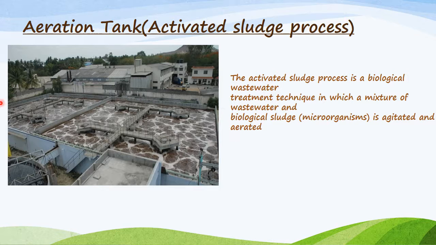So this figure shows us this is the aeration tank. In this aeration tank, oxygen is provided and microorganisms are also provided. So microorganisms decay the organic compounds. So this is called the activated sludge process.